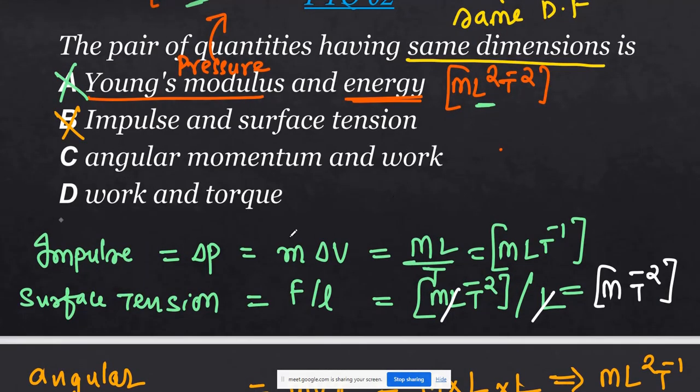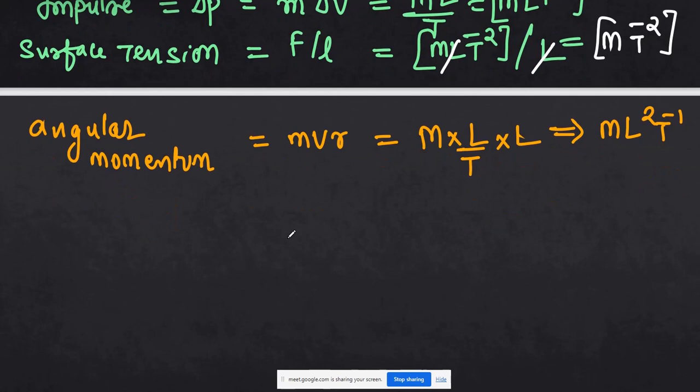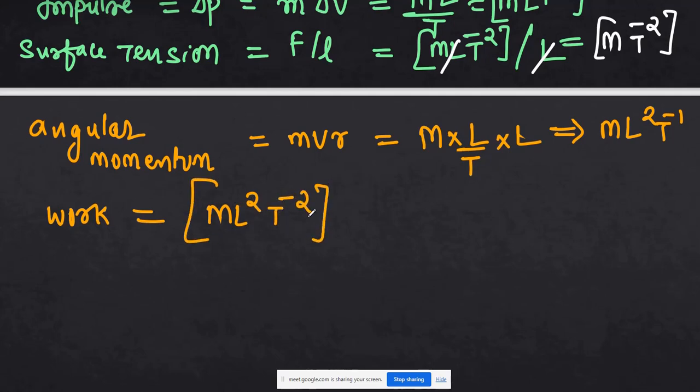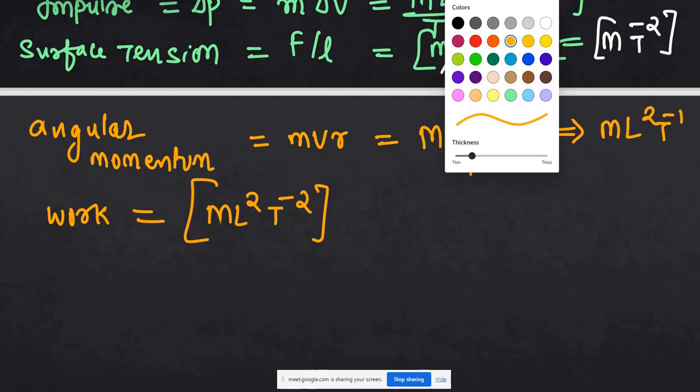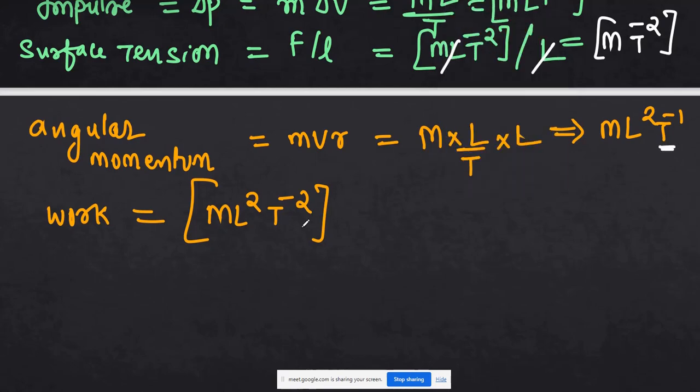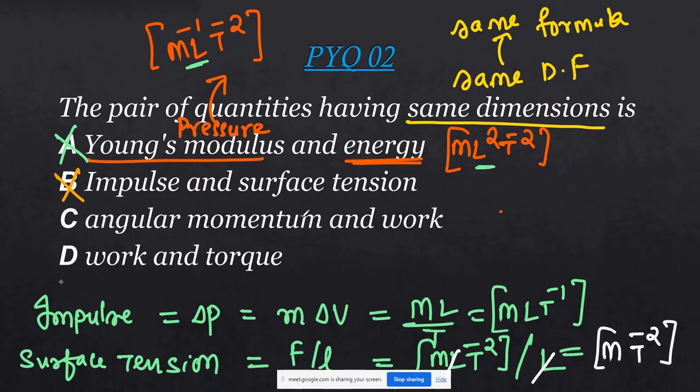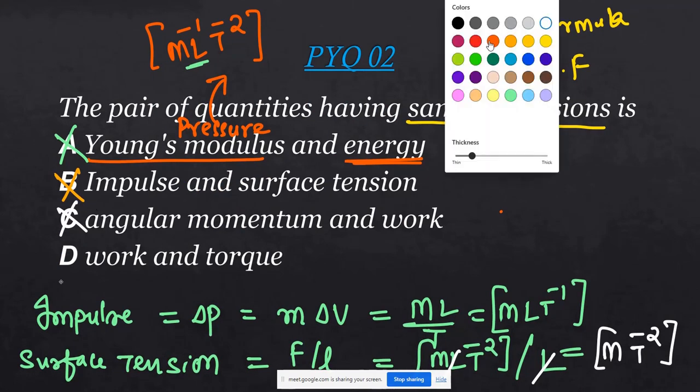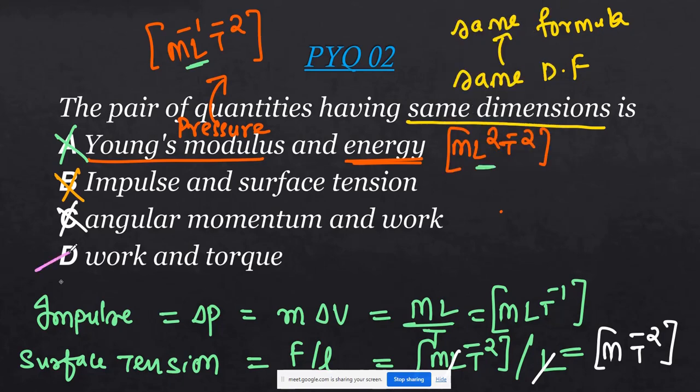Now work, what is the work unit? Work dimensional formula? M L square T power minus 2. Now see here, do they have the same dimensions? M is same, L is same, but T dimensions are not the same. Here it is minus 1, here it is minus 2. So this is also not our answer. Then what is the answer here? Work and torque, option 4. This is our final answer.